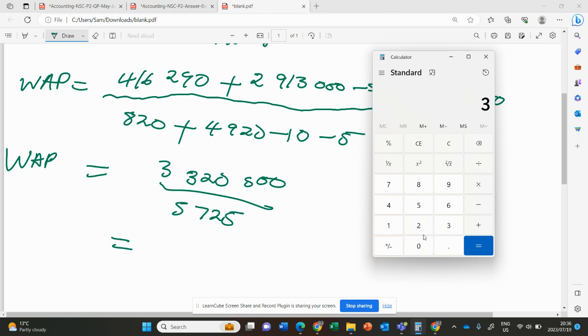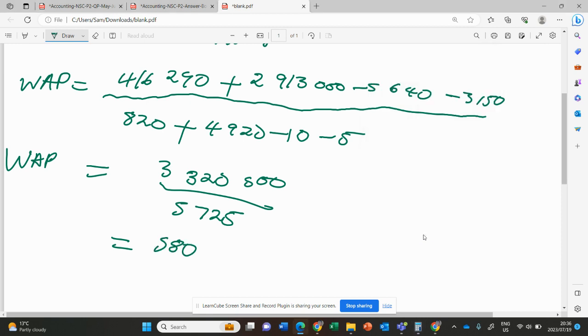That will be 3,320,500, and we divide by 5,725. Then we are getting 580 proper. The 580 is the weighted average price. Once we got this, we're going to apply our formula: the weighted average price times the closing units. Then we got the value.